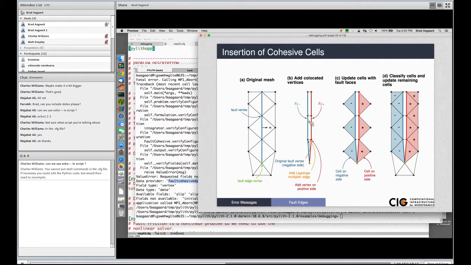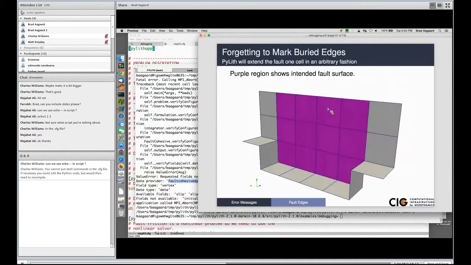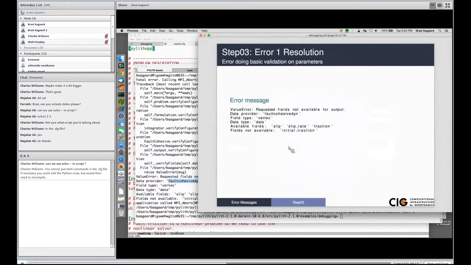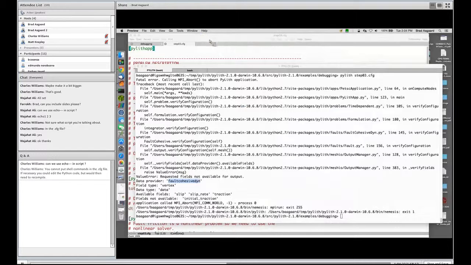This is a picture from yesterday reminding you that we do need to mark these edges of the fault, but we don't mark the edge when it gets to the surface. Here's the figure with the purple region where I wanted the fault, and I had these extensions of one cell out. So I figured that. So there's my step 1. Here's my error message.